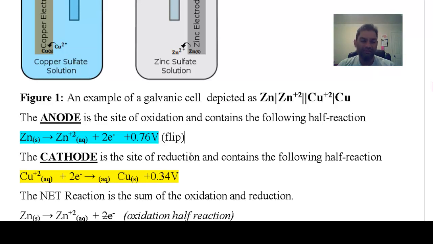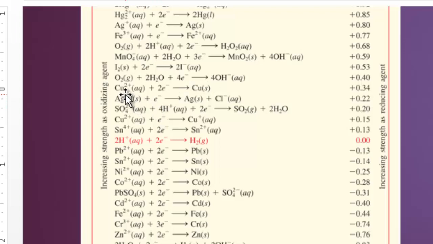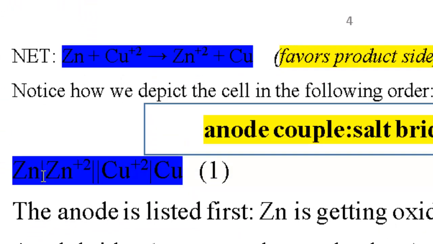Here, this alternative route, which you do not have to use, but it's the one your textbook uses, is cathode minus anode. So reading the cathode from our standard reduction table, we did not flip it because it was getting reduced here. The cathode is plus 0.34 volts. The anode, so what was our anode here? The anode was zinc going to zinc plus 2.